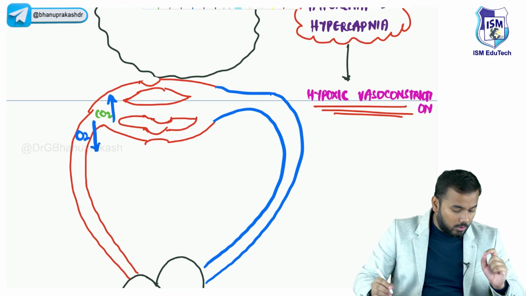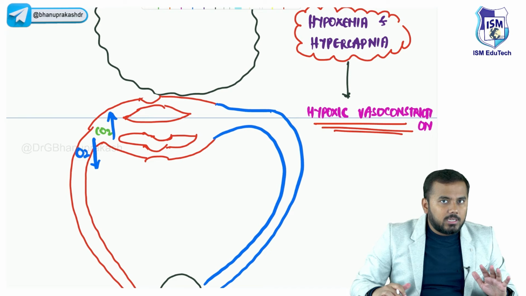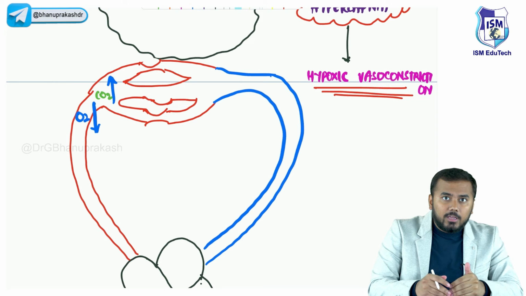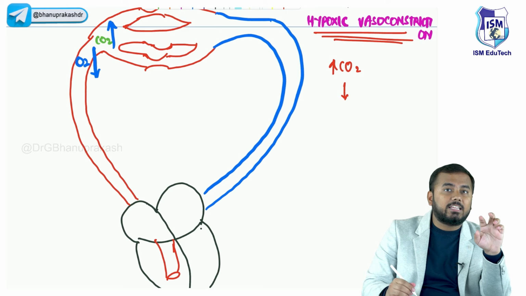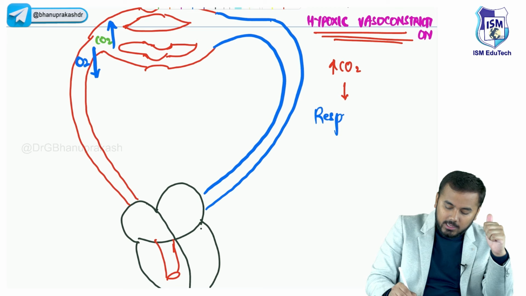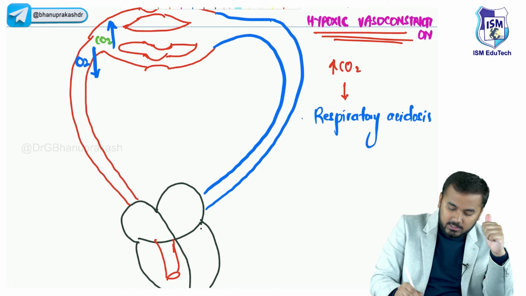Now, I hope all of you are with me, all of you are understanding whatever I'm teaching. So because of this hypoxic vasoconstriction, what is happening? Within these pulmonary capillaries, the level of carbon dioxide keeps on increasing. When the level of carbon dioxide increases, this would lead to a condition called respiratory alkalosis or respiratory acidosis. Obviously, it would lead to respiratory acidosis. This is the first important thing.